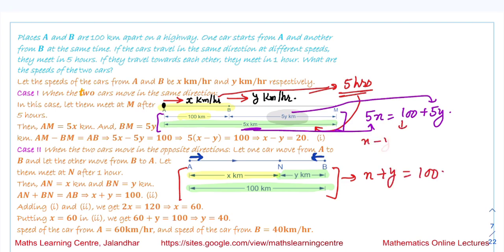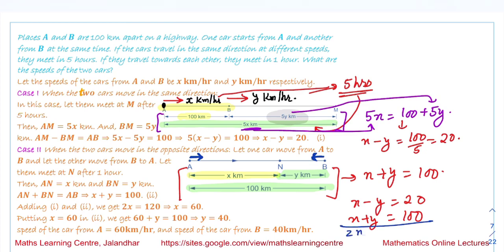If we look at the first equation, it is x minus y is equal to 100 by 5, that is equal to 20. So we have two equations. One is x minus y is 20. Second is x plus y is 100. If we add these two, we get 2x is equal to 120. So it means x is equal to 60. Now if we substitute this value over here, we get y is equal to 40, and x and y are the speeds of the cars that we have to calculate. So car A is moving at a speed of 60 km per hour and car B is moving at a speed of 40 km per hour.